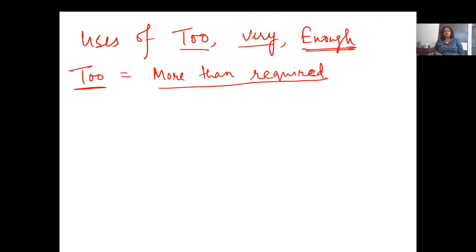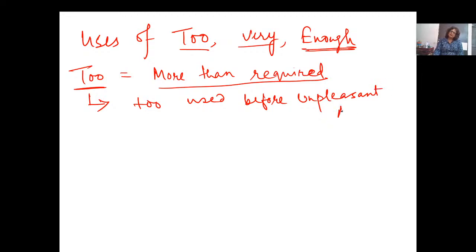More than required. Too means more than required. And "too" is always used before an unpleasant adjective. Guys, please remember that: unpleasant adjective. What are the unpleasant adjectives? Let me discuss.